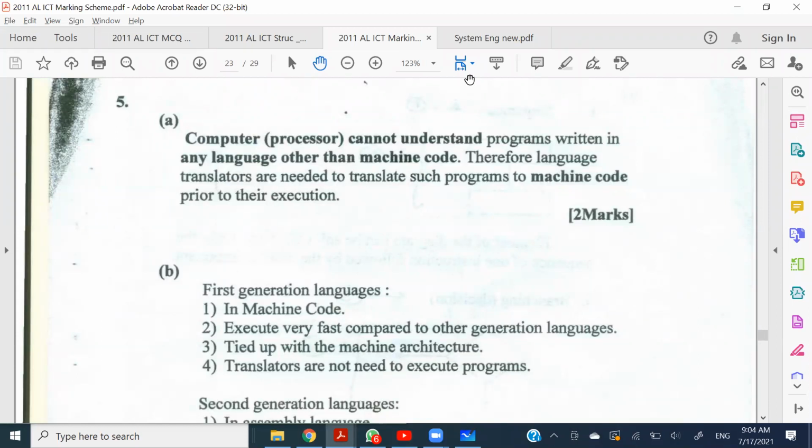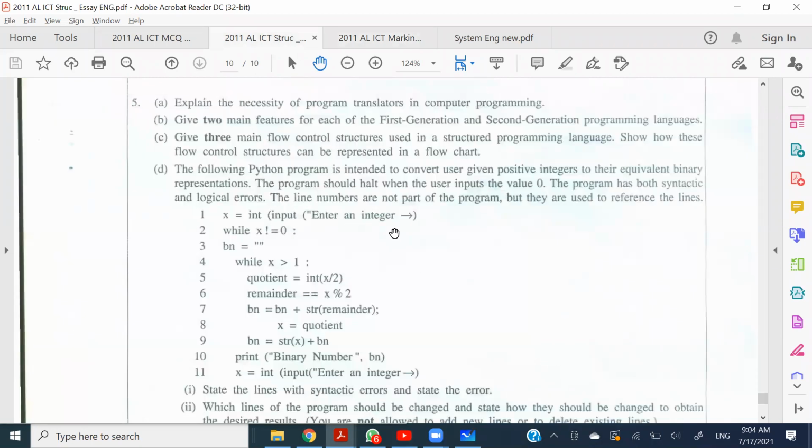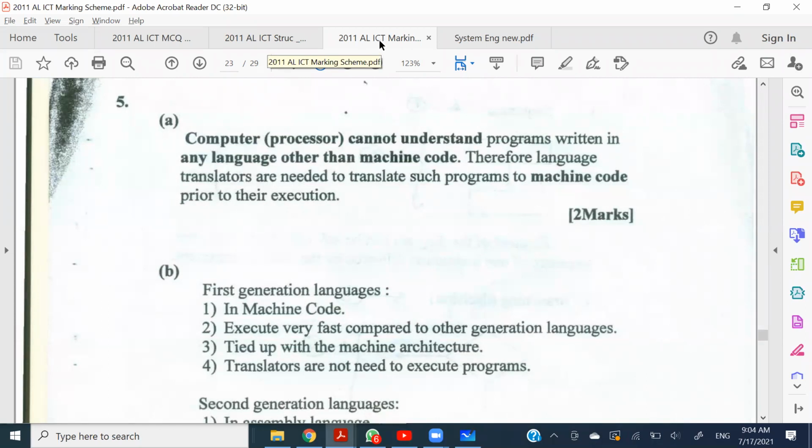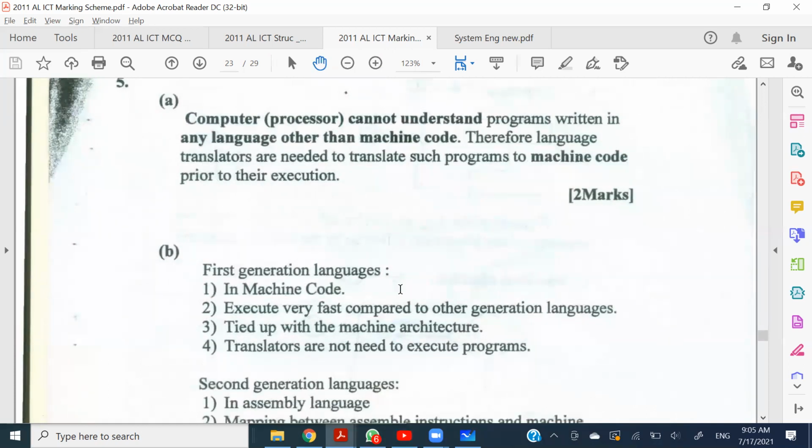Next they are asking for the 2 main features of the first generation and second generation programming languages, not actually a comparison. First generation programming languages are machine code, so they can be easily understood by the processor, right? They do not need any translation and can be executed directly. Those kinds of features can be written, and it has the fastest way of execution.